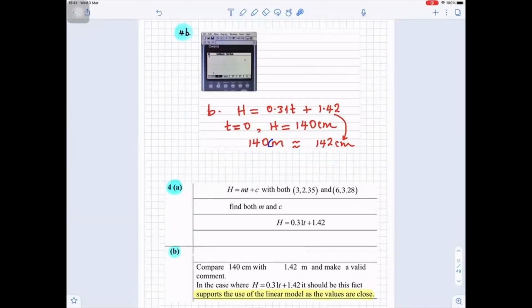So that's what you had for 4a, written neatly. And for 4b, you just compare 140 centimeters is similar to 1.42 meters, and you make a valid comment: it should support the use of the linear model as the values are close together. And you can see here, when you plot a graph, that these 2 points, you can put a line and you get almost a straight line graph.